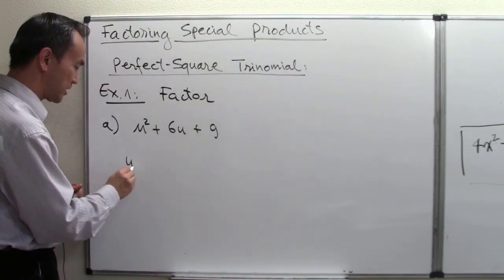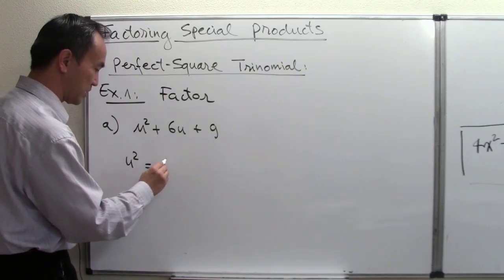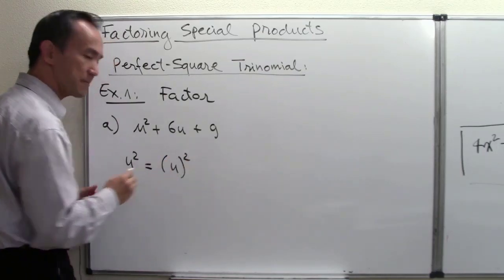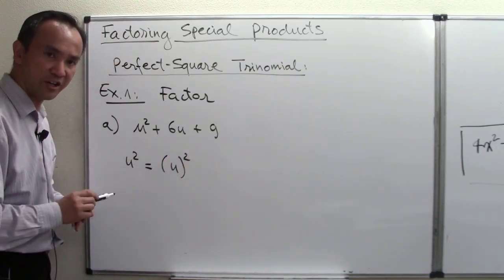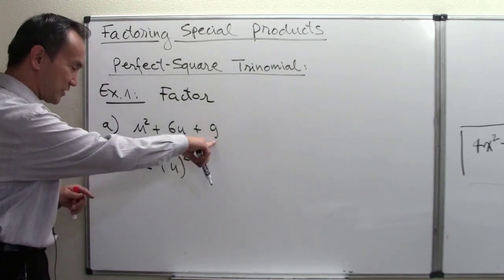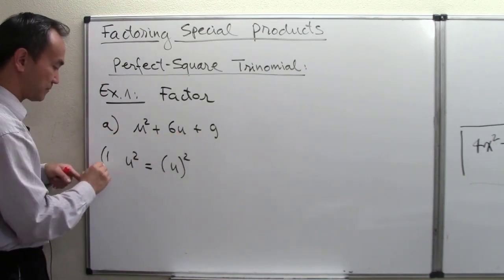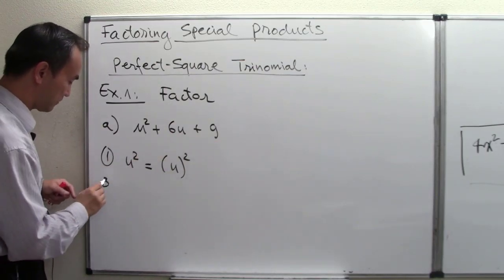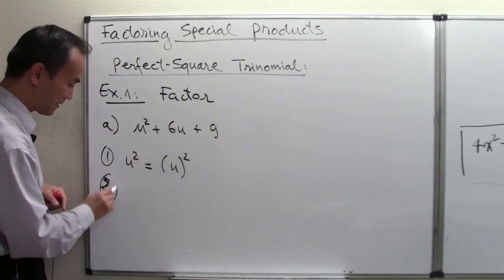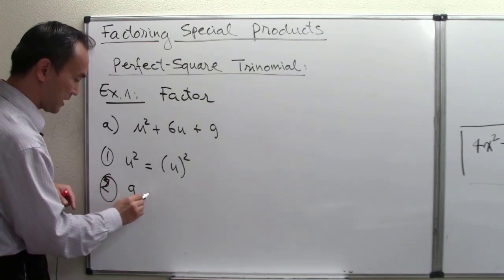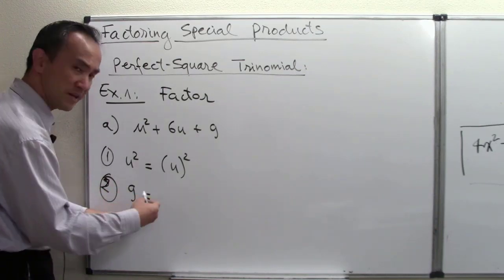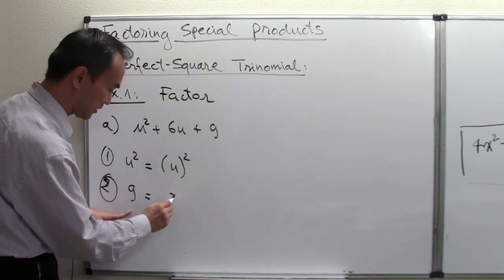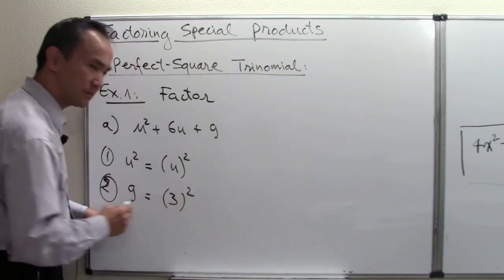The first term, u squared, yes, it's a perfect square. It's a perfect square itself already, needless to argue about that. We observe on the first term, and then we move on to the third term, which is step 2 actually. So 9 as a number, but can 9 be expressed as a perfect square? Yes, it's 3 all squared.